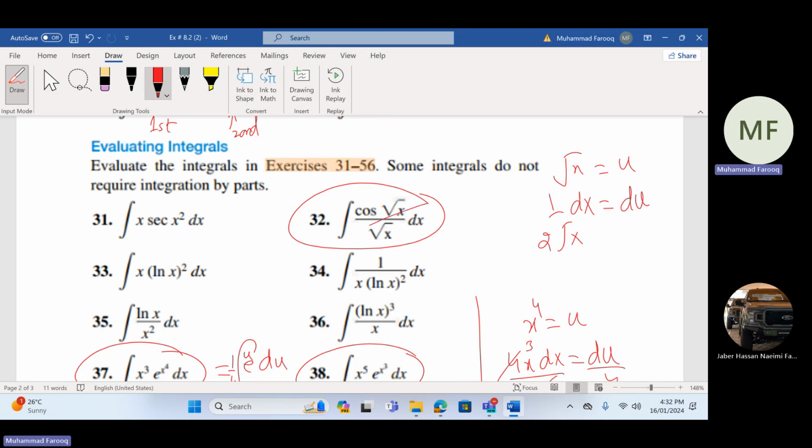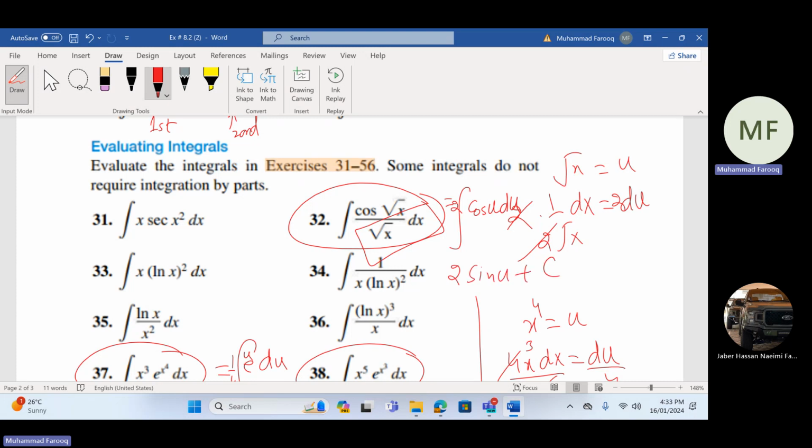Now, in your question, you have dx over root x. Oh yes, times 2 here, times 2 here, it cancels. So you will have 2 times dx. So your question is now: integrate cosine u, and dx over root x is 2 times du. No more by parts. What is the integration of cosine? Sine. That's it, you get the answer. So it is 2 times sine u plus c.